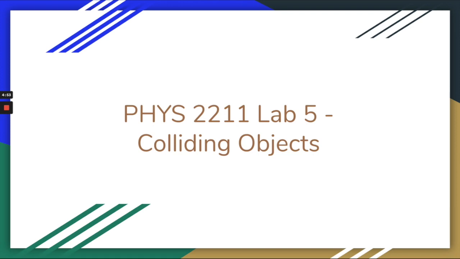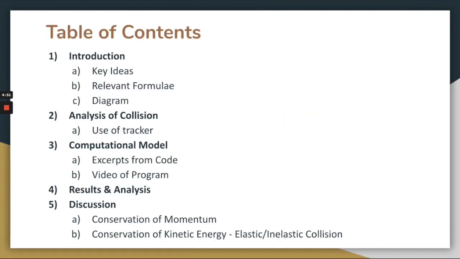This lab examines the motion of two colliding objects. I'll first introduce some key ideas, formulas, and diagrams. I'll then analyze a collision in Tracker and construct a computational model to model the situation. Finally, I'll analyze the results from the model and my observed data and answer some key questions about the lab.